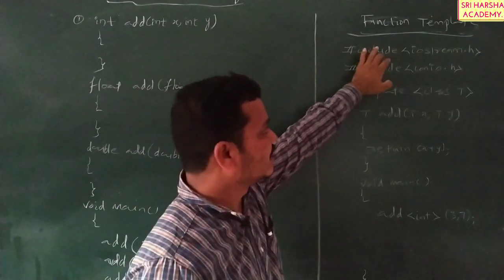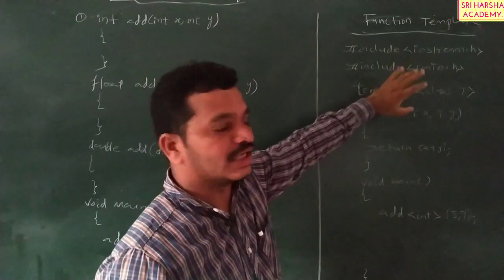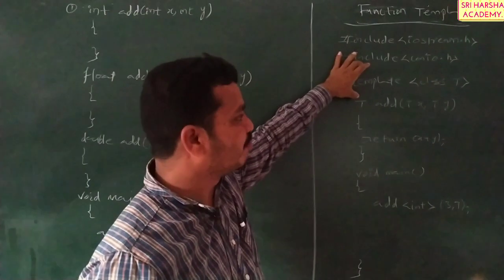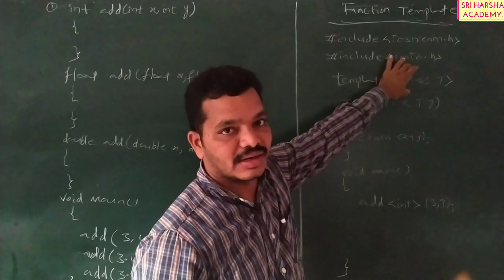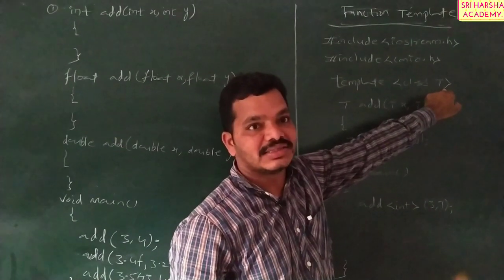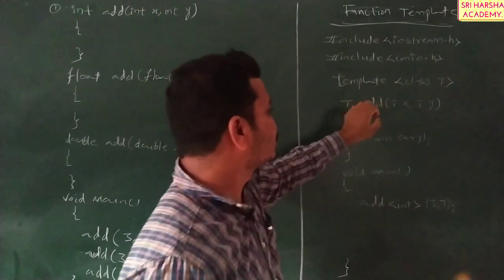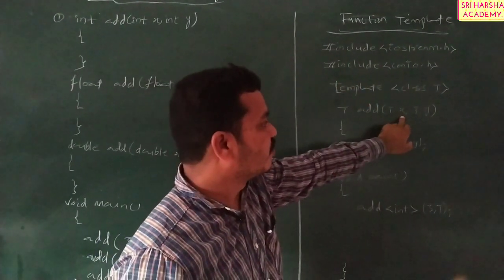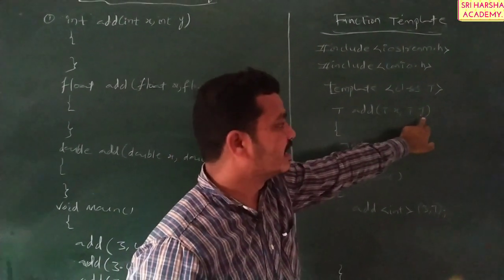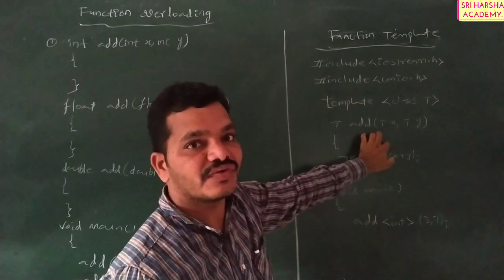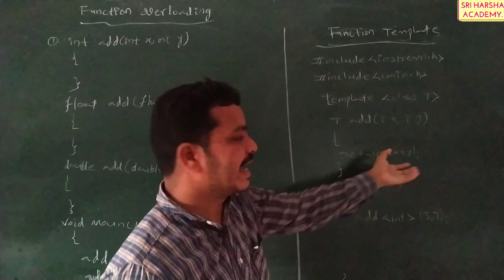Here we include iostream.h, the header file, and conio.h. Template is a keyword, then the identifier, and T is the template variable here. T is the return type and the function name is addition, with two template variables x and y. These are the parameters of the addition function. Now return x plus y.